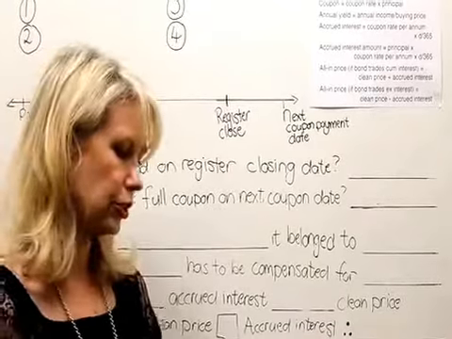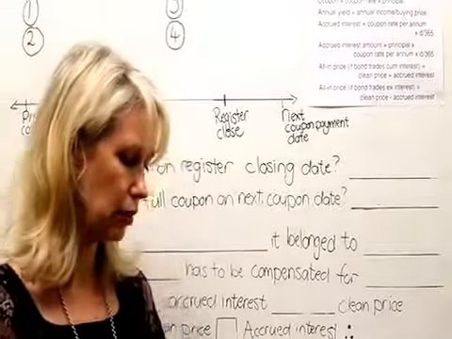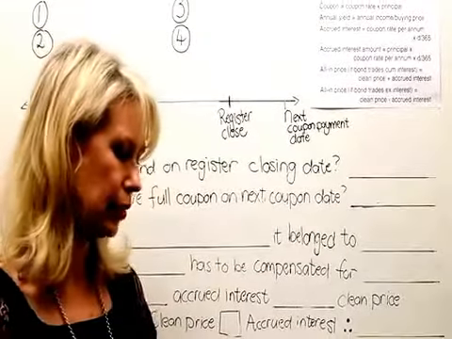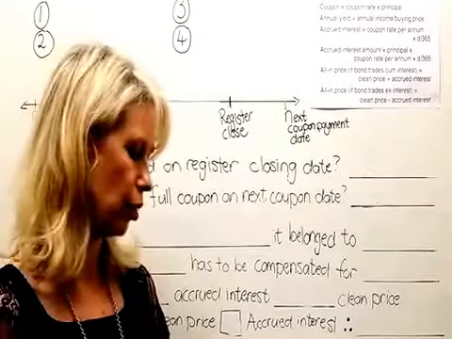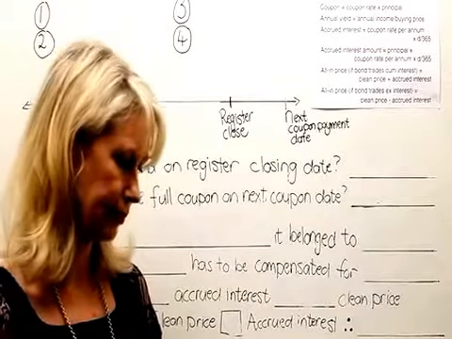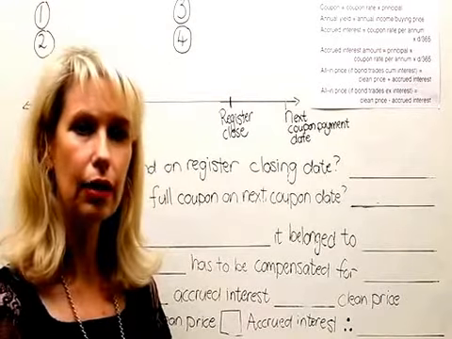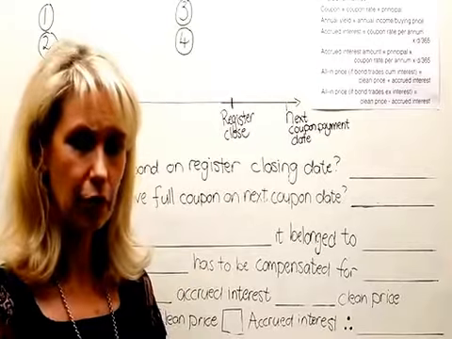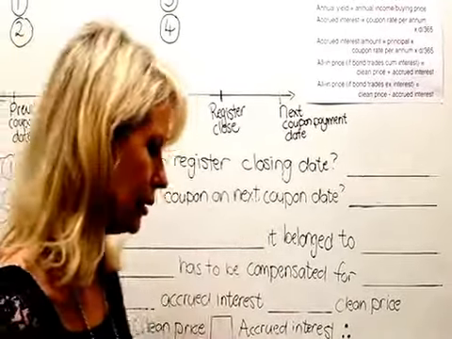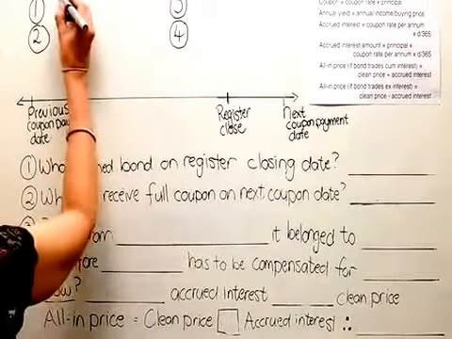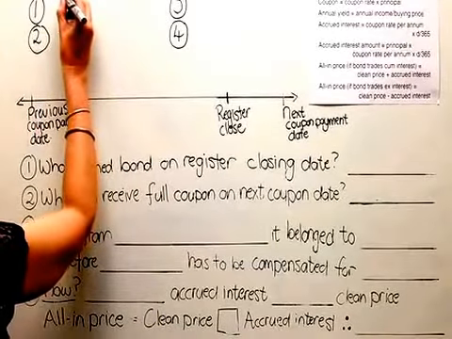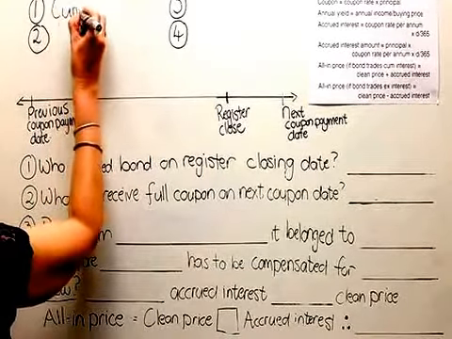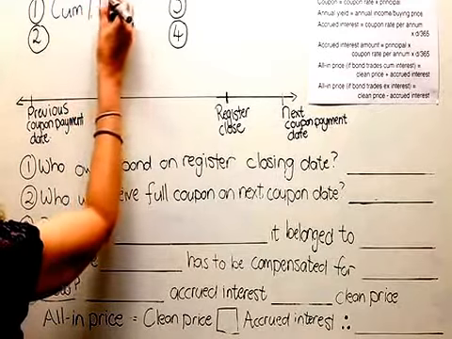Here you are asked to calculate the all-in price amount of bond A when it trades on the 30th of March 2008. Now, when you have to calculate the all-in price of a bond, you always have to do four things. First thing you have to do is decide whether this bond trades cum interest or ex interest.